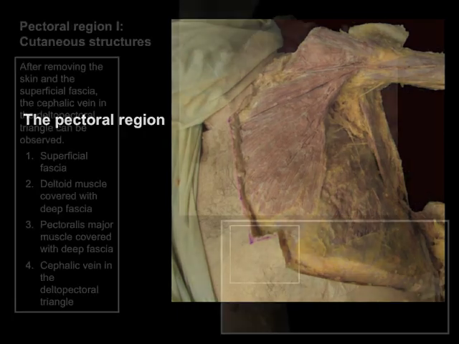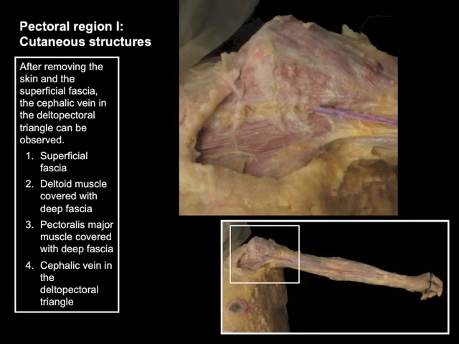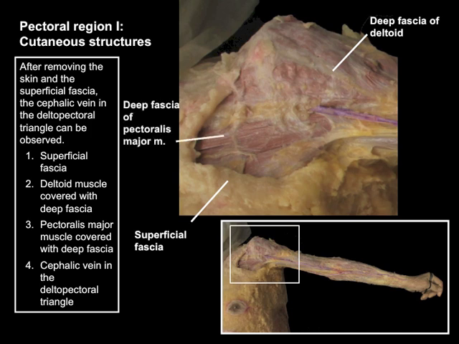Let's start. We start our exploration of the region by removing the skin and the superficial fascia. The superficial fascia can be prominent in this region. But after removing the superficial fascia, we begin to see important structures found in the area. For example, the deep fascia of the deltoid, the deep fascia of the pectoralis major muscle, and the cephalic vein in the deltopectoral triangle.